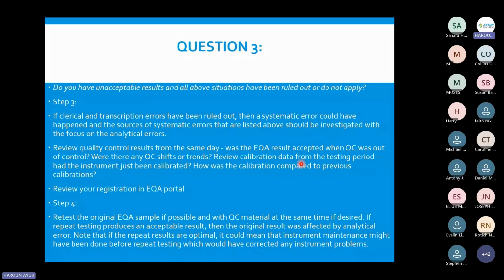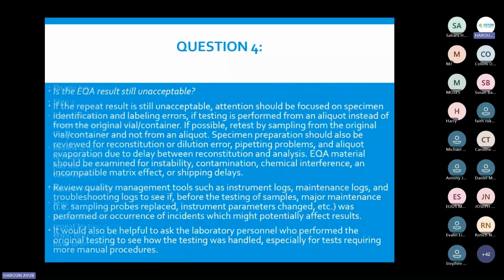Review the calibration data. When was the calibration done? So go to that day and check. You ran the EQA on this day, but the calibration was done 2 months ago. Did it fit the requirement of rerunning? Review your registration in the EQA portal. Retest the original EQA sample. Usually we say don't discard it. Do that. Retest the original EQA sample and so on. So in the same case, if the result is out and still unacceptable, rerun.